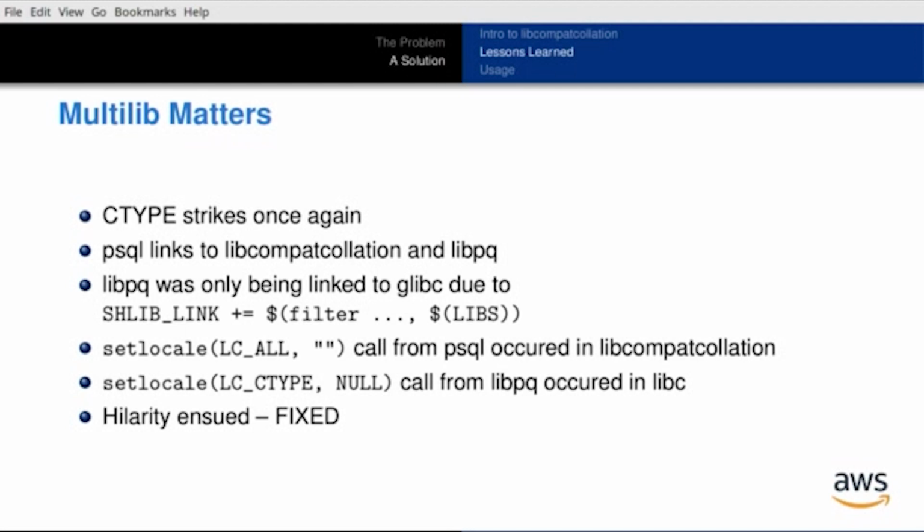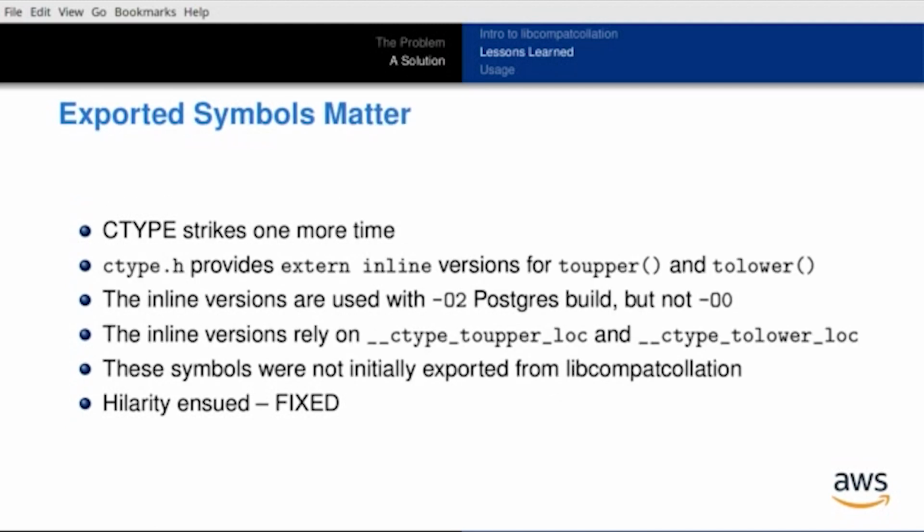And so psql, when you started it up, was linked to both, actually. So it would use the compatibility library when it did LC_ALL, which basically says set all my locales to whatever the environment variable says they should be. And then this, which was in libpq, is just saying, what's my ctype locale? Except that was sourcing it from libc, not from the compatibility library. And again, that caused things to break. That's been fixed.